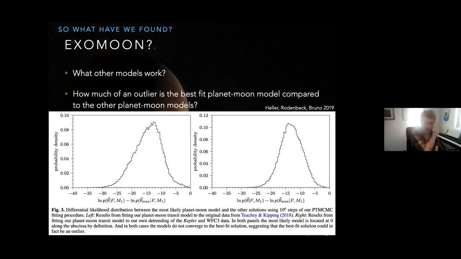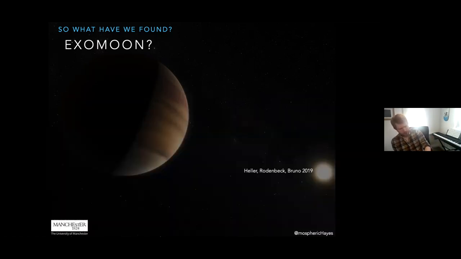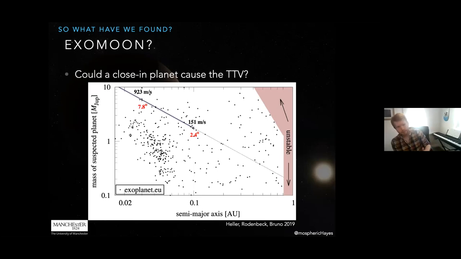And what this plot is showing is the difference in likelihood, or the distribution of likelihoods, between the best fit model and all models. On the right of each plot is the best fit model. Ideally, we would like to see a nice little cluster ramp leading up to that. That's not what we see, which implies that this best fit model is an outlier, which means, is there another explanation? Could there be a close-in planet? The answer is maybe. Anything along this line, within these two little bands, would be allowed.